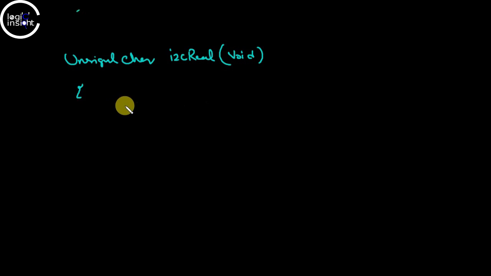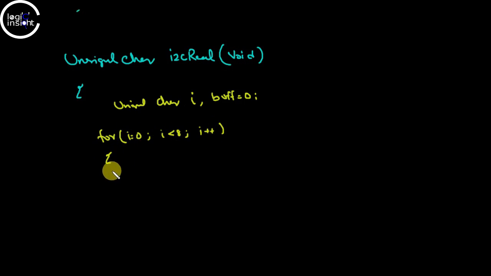So I have to initialize a variable. I'll use unsigned char i, for iteration purposes, as the variable inside the for loop, and there's a buffer which I'll initialize with 0. I have to read the data bit by bit, so I need to loop it 8 times. So I'll write a for loop which starts from 0, less than 8, i plus plus. Inside, I have to write the logic.